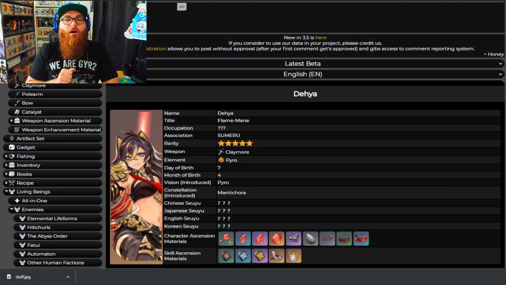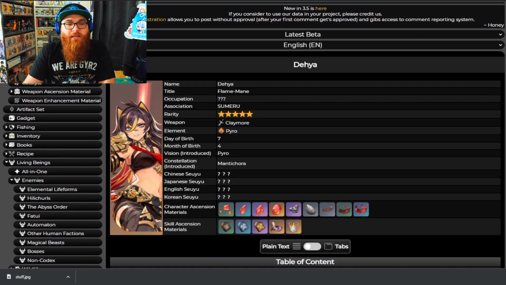Now, as you can see, we are on Honey Hunter World. It's what I use for the majority of everything because they have such good information here. And of course, as you can see, we have Dehya pulled up. Now, let's go ahead and first talk about what we see right here.